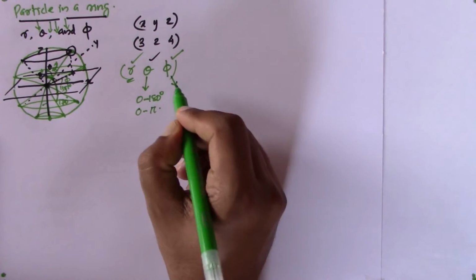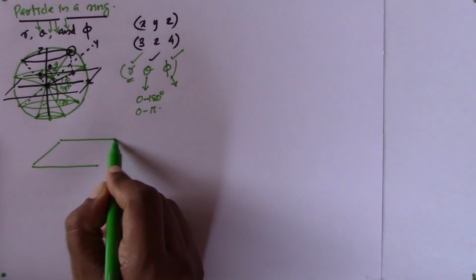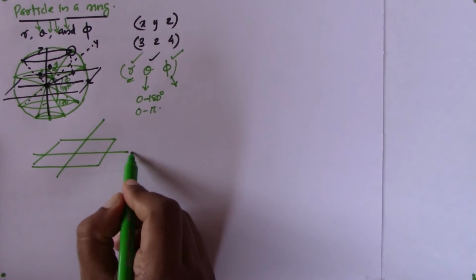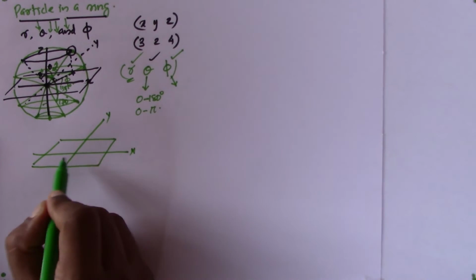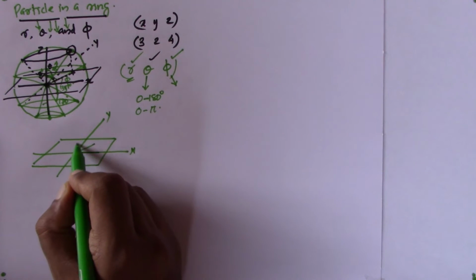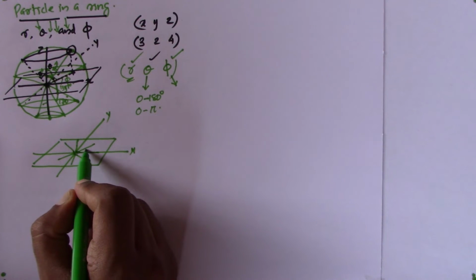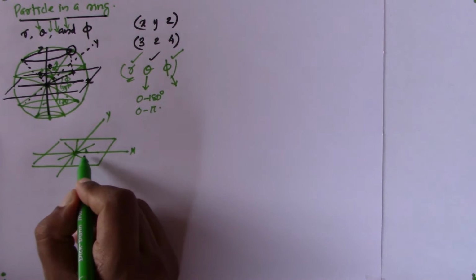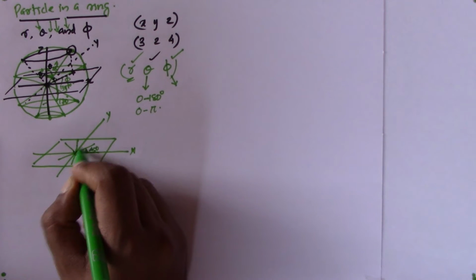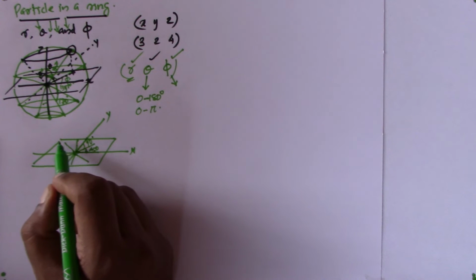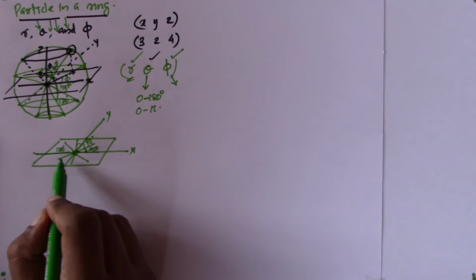And what about phi? Phi actually is the projection of the r vector over the xy plane. This is the xy plane, this is the x-axis, and this is the y-axis, and the projection of the r vector can fall anywhere over the xy plane, right? It can fall here, or here, anywhere. It means that it can fall at an angle of 0 to 360 degrees. If it is falling here, that is something like 45 degrees. If it is falling here, that is 90 degrees, and if it is more than that, then it is something like 135 degrees. If it is reaching here, it is 180 degrees.